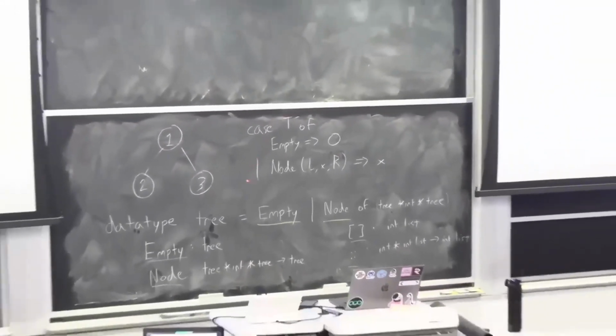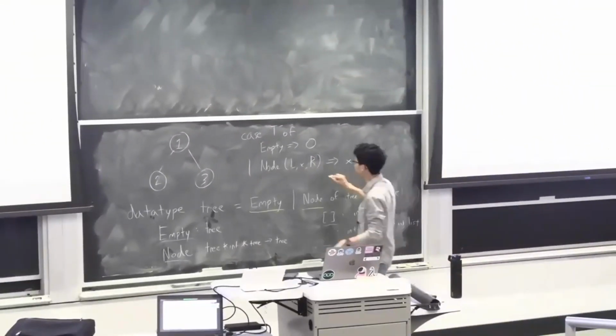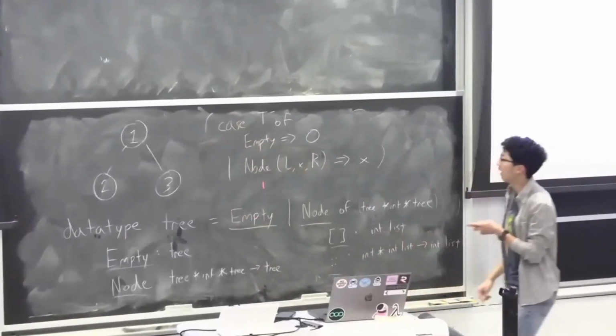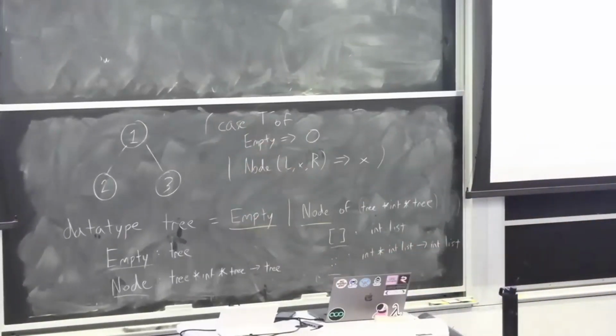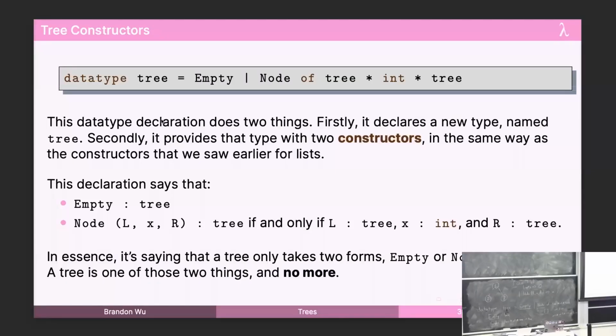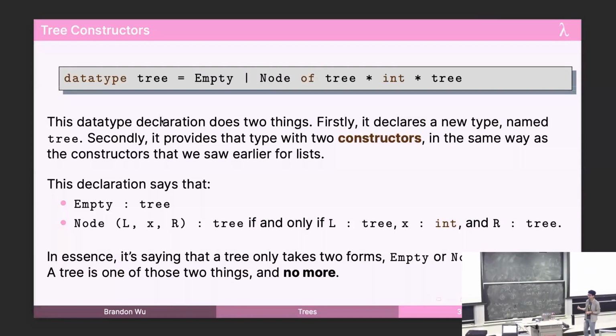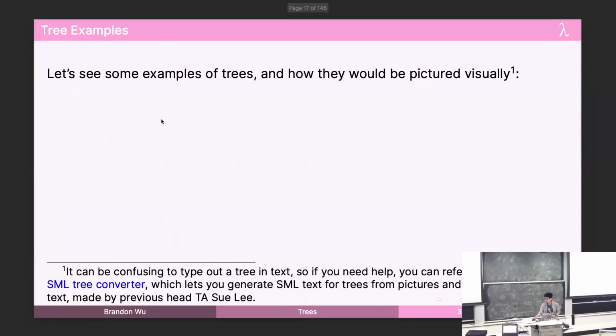So this will type check, but this whole expression is able to be written because of the fact that our constructors are empty and node. We still get our pattern matching principles. So we get to create trees and we get to destruct trees. Remember what I said about destructing data. Okay, let's move on.